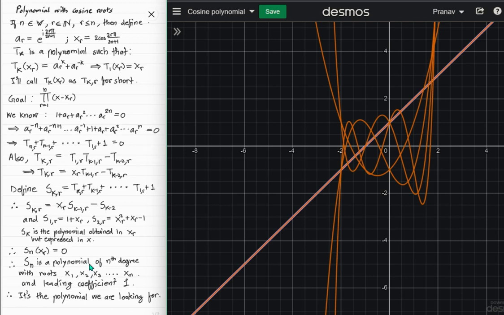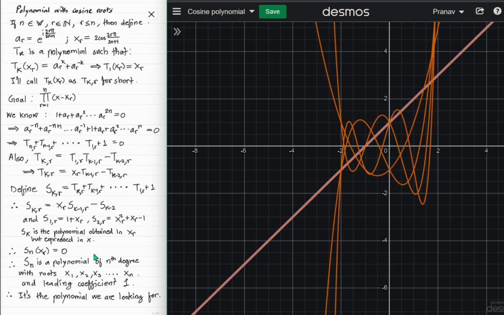And that's really nice. And moreover, it also has leading coefficient 1. Why is that? Of course, this recursion. It just keeps on going like that, right? So yeah, we've got the polynomial, because this s sub n is a polynomial that has n roots, the exact n roots that we want, and it also has leading coefficient 1, and that means it's just this thing. So that's it, done.